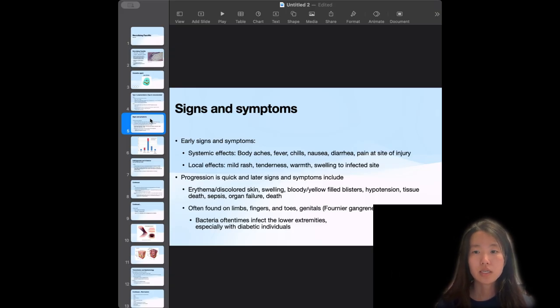These symptoms and signs are often found on human limbs, fingers, toes, and genitals. For the genitals, it is also called Fournier gangrene. Of these body parts, it is more often found in the lower extremities, especially for diabetic patients. Usually, you can see the gangrene set in on diabetic patients' toes, and it goes gradually up the leg.